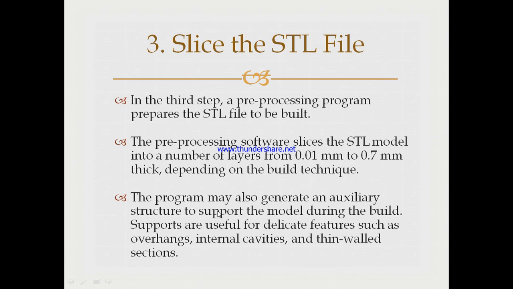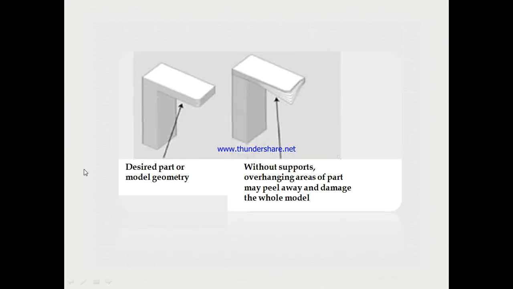The program may also generate an auxiliary structure to support the model during the build. Supports are useful for delicate features such as overhangs, internal cavities, and thin walled sections. So these are the desired part or model geometry which is going to be produced.